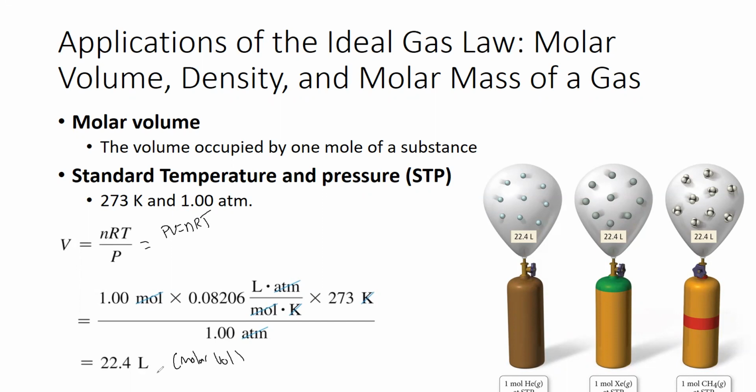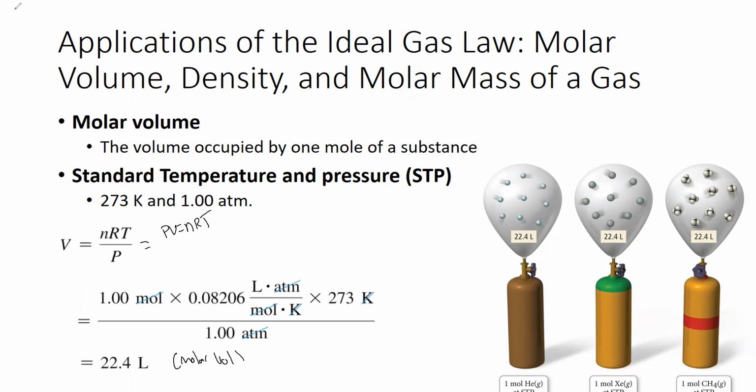So don't memorize 22.4 liters. That's a worthless thing to remember. Just remember what the definition of molar volume is, and remember what STP means. STP means 273 Kelvin and 1 atmosphere.